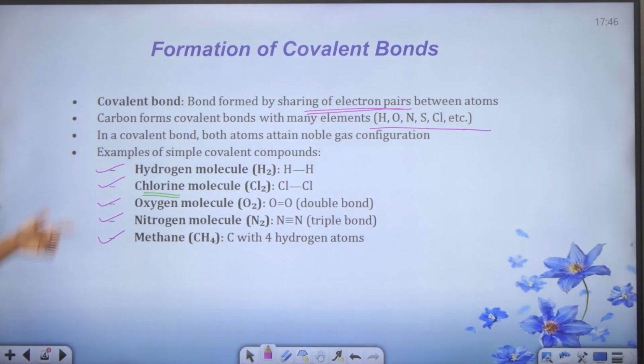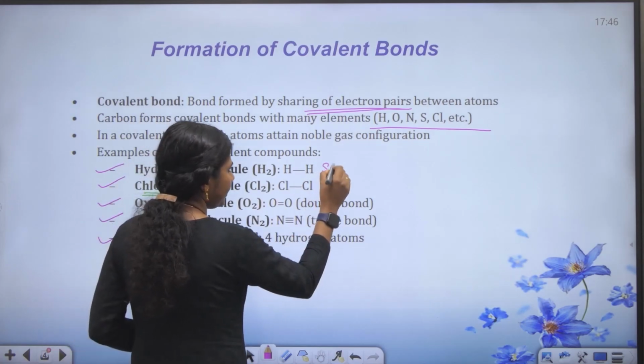Let's summarize this topic. A covalent bond is formed by the sharing of electron pairs between atoms. Carbon forms covalent bonds with many elements like hydrogen, oxygen, nitrogen, sulfur, chlorine, etc. In a covalent bond, both atoms attain noble gas configuration. For example, the hydrogen molecule H2, H single bond H. Here a single bond is present.